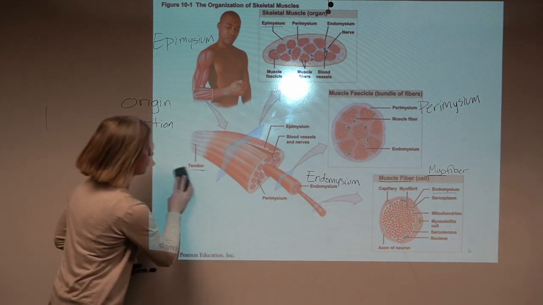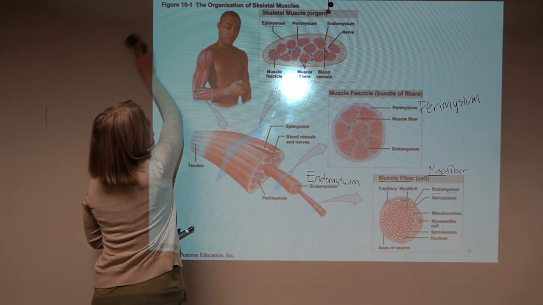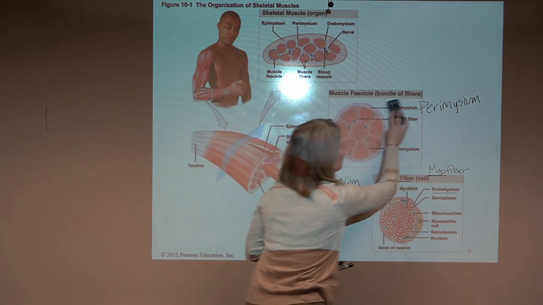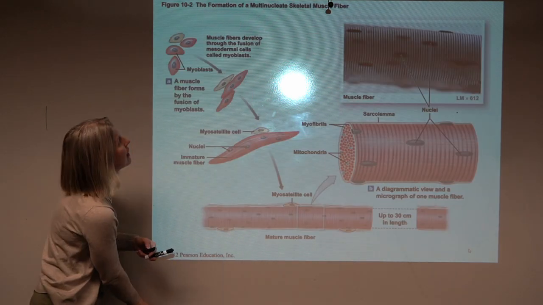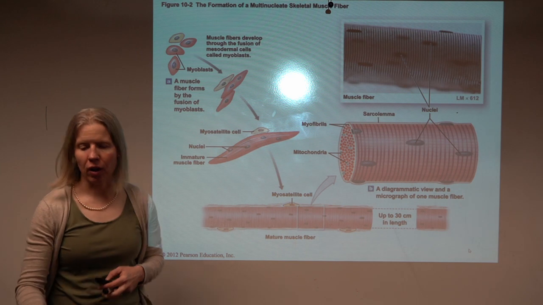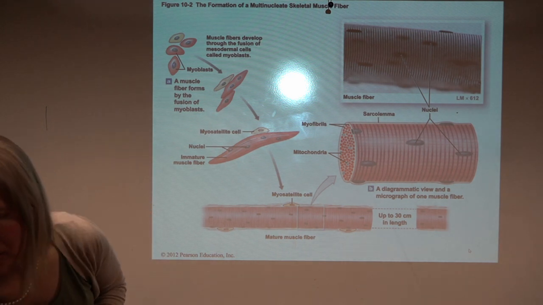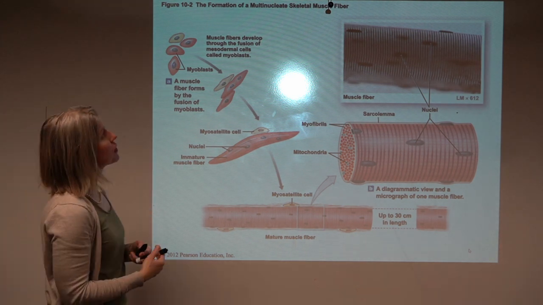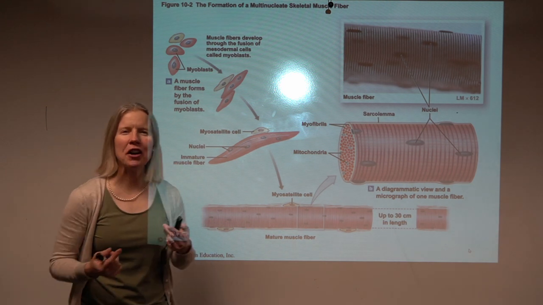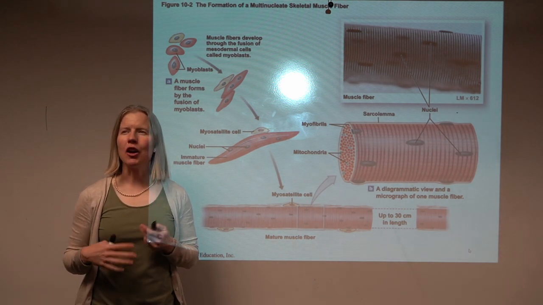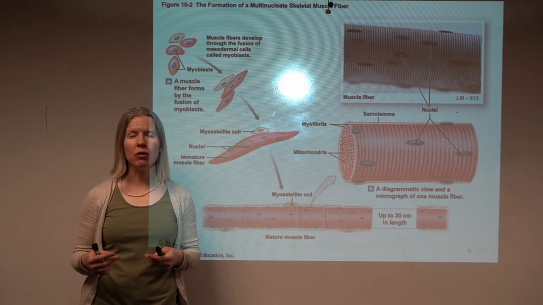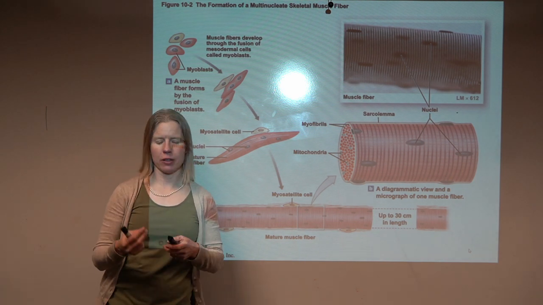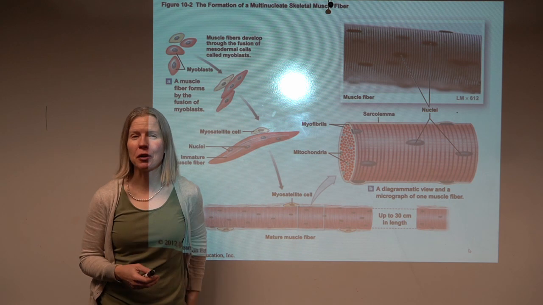Okay, so then let's go even smaller and look at what's going on inside of a muscle cell. Now this muscle cell or muscle fiber, and I keep trying to use both those terms. Your book really seems to like to use muscle fiber or myofiber, and we'll see that there are some other words that are pretty similar in this chapter.